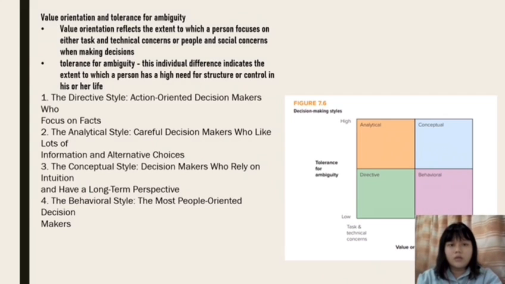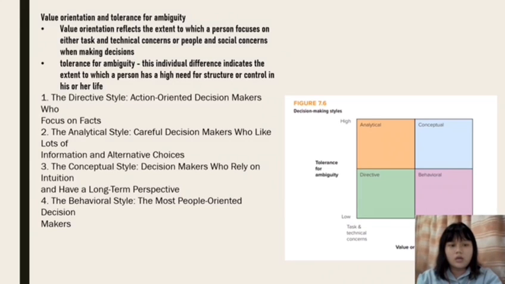First, the directive type. Action-oriented decision makers who focus on facts. People with a directive type have a low tolerance for ambiguity and are oriented towards tasks and technical concepts in making decisions. Second, the analytical type, decision makers who look for information and alternative choices.